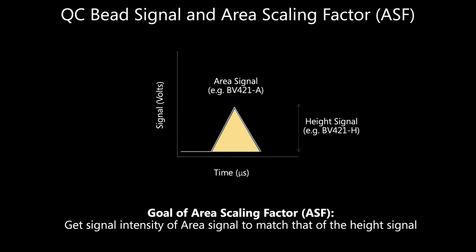So, for the small SpectroFlo QC bead that is 3 microns, slightly smaller than the laser beam height on the Aurora or Northern Lights cytometers, often the area scaling factor is going to be close to 1, or a little more than 1, since the bead is slightly smaller than the beam height on average.